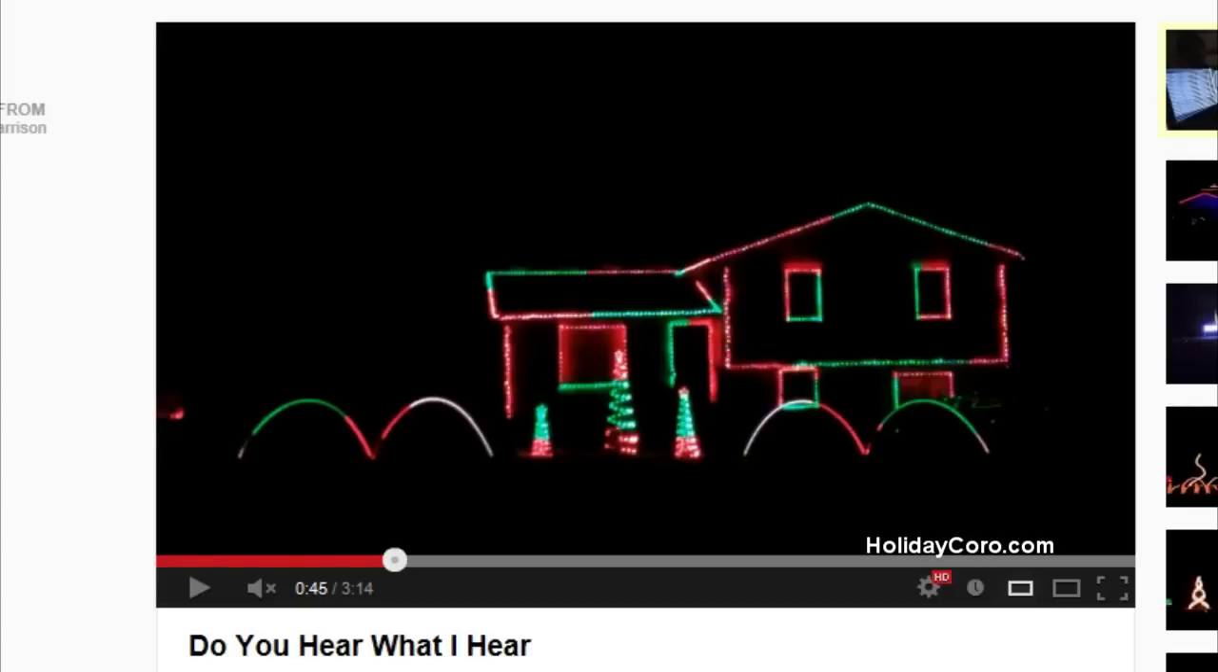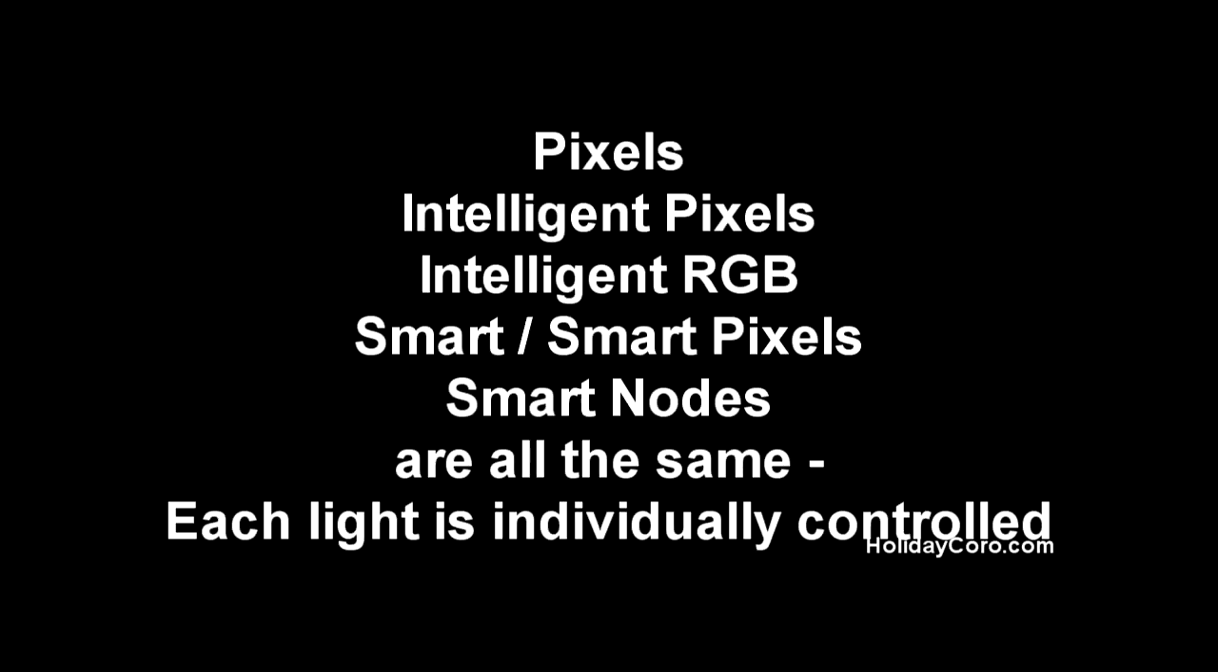First, a little bit of terminology. We use the term pixels to refer to individually controlled lights. That is, one light that can be directly controlled. Now, you may have also heard the term intelligent or smart. Again, those also refer to what we'll be talking about as pixels.